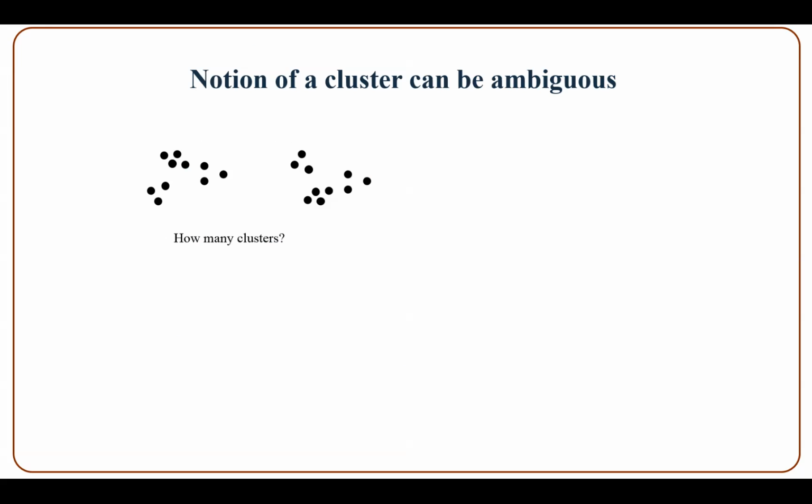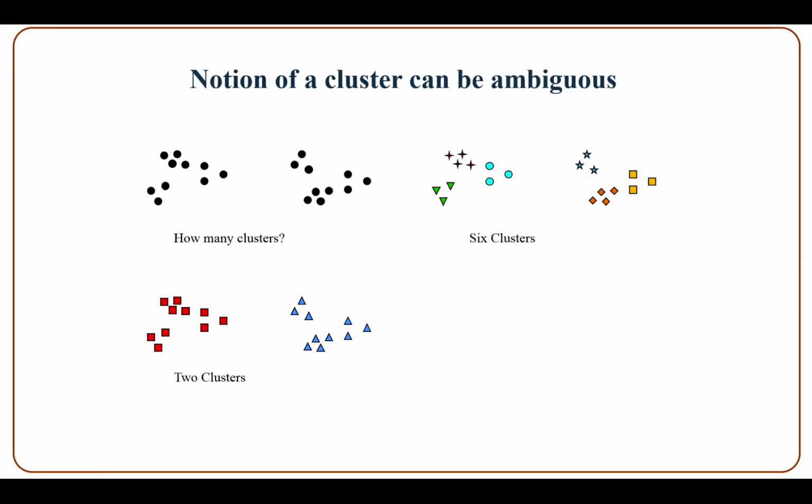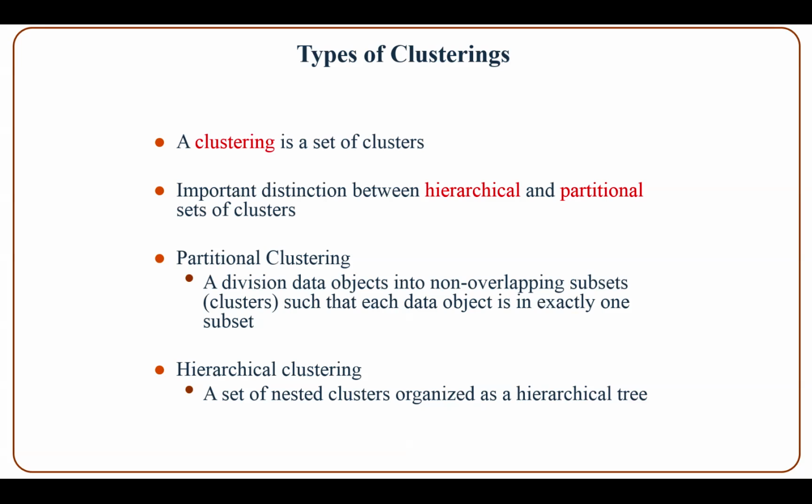The notion of a cluster can be ambiguous. Looking at a number of points, we may wonder how many clusters. There may be 2 clusters, 6 clusters, or 4 clusters.